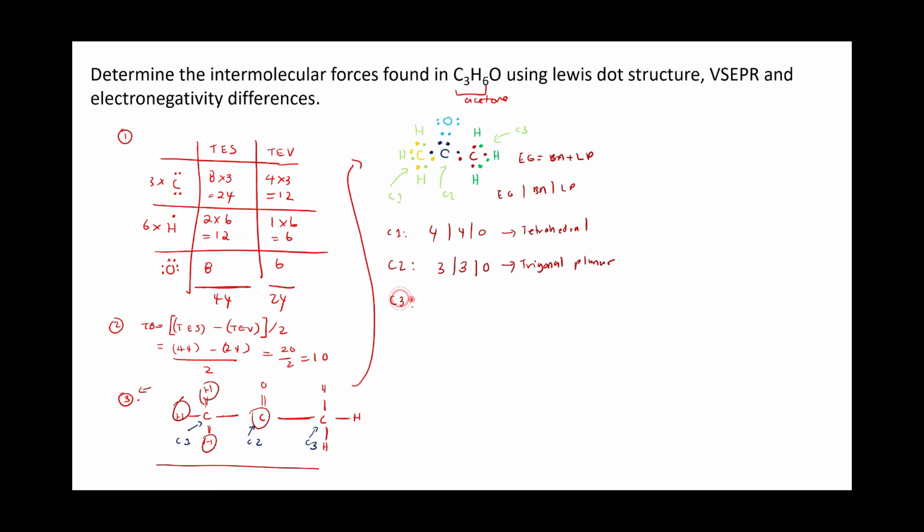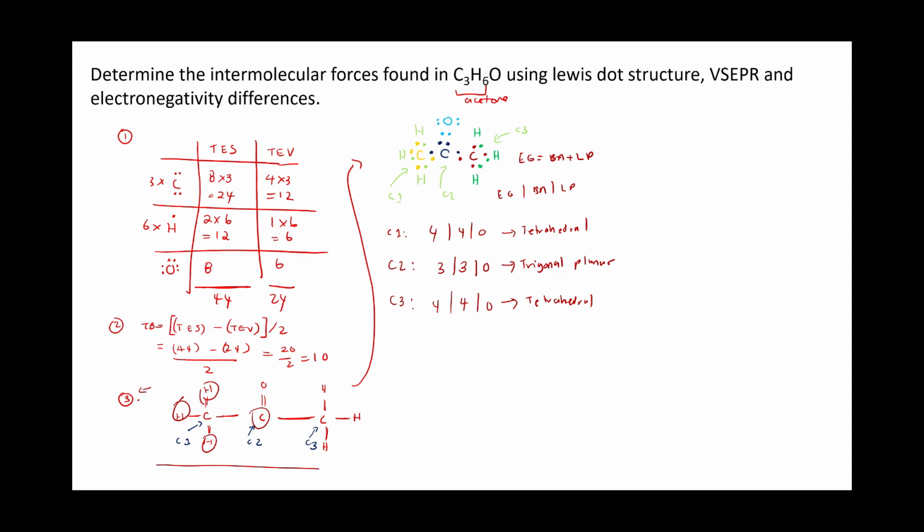And then central atom 3 has basically the same setup as central atom 1, right? It has 4 bonding atoms, 0 lone pairs, and a 4. So it has exactly the same bonding architecture as central atom 1. So we can also expect it to be tetrahedral.